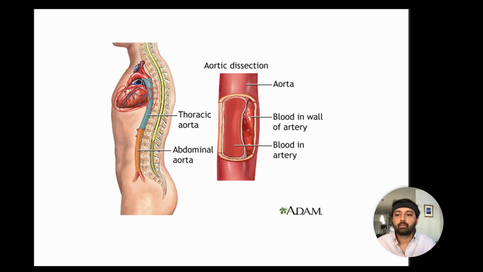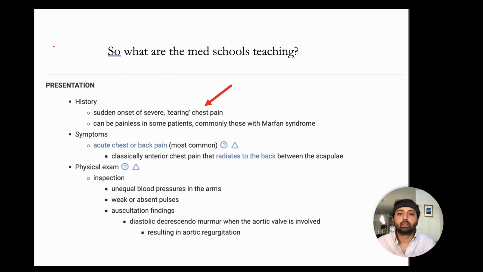So let's see what med schools are teaching. I took this off Med Bullets, which is an excellent resource. The history here is a tearing chest pain. That's what's emphasized. And classically, there's an anterior chest pain that radiates to the back. So you have chest pain, tearing in nature, radiating to the back.